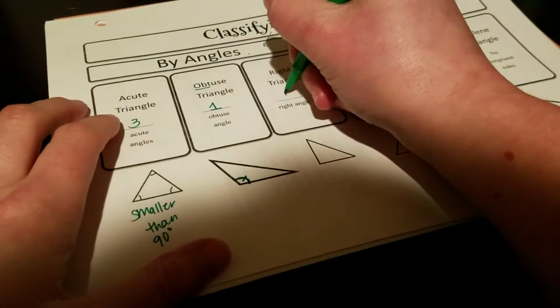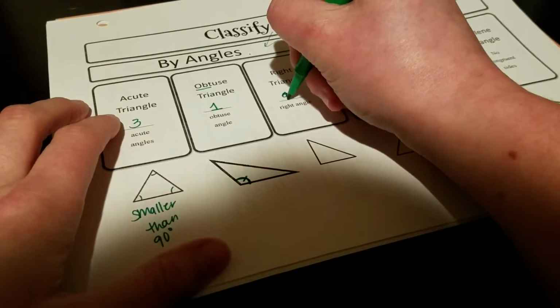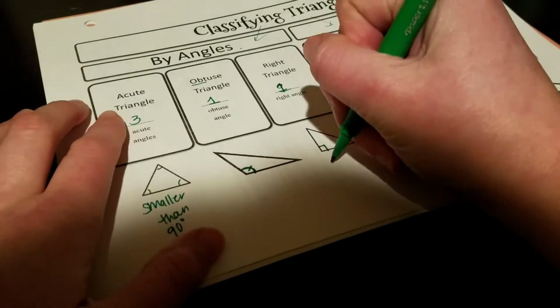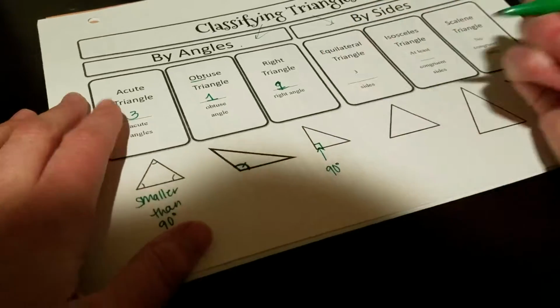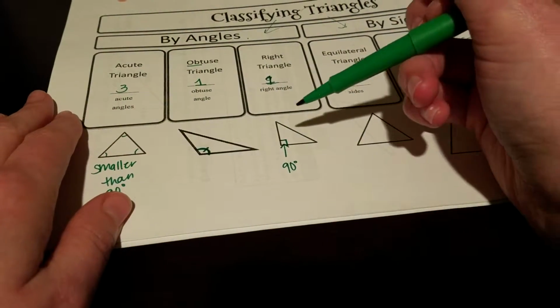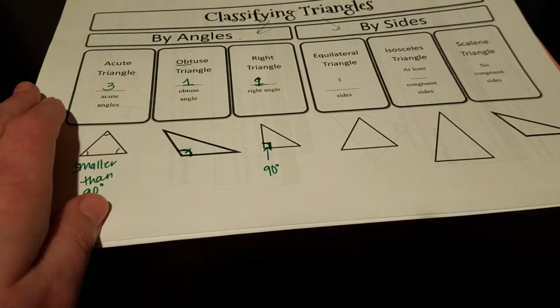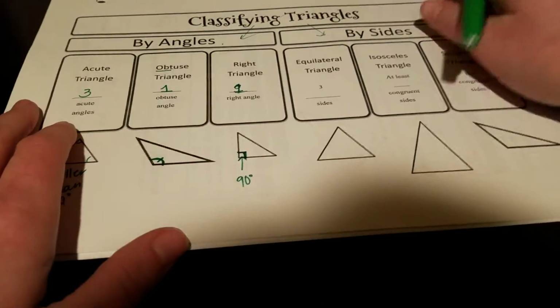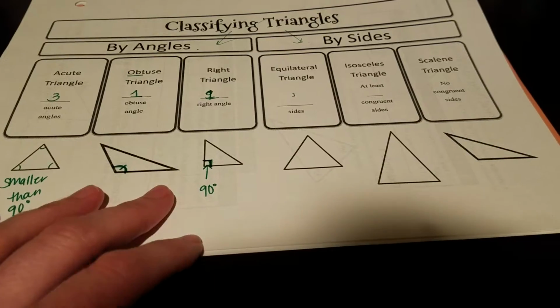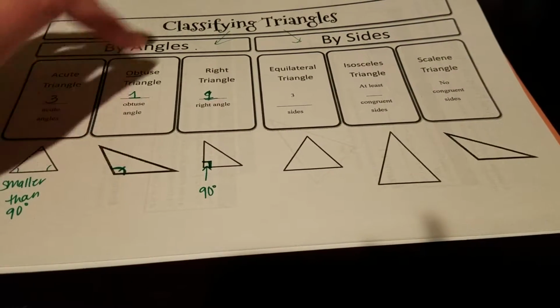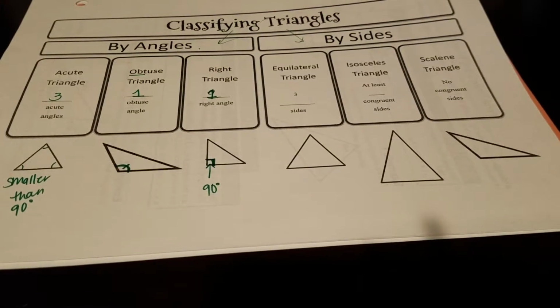A right triangle has one right angle, and in our picture here, that would be right there. The right angle is worth 90 degrees. If it has it, it's going to have this little square mark in it. That's going to signal to you that that's a 90-degree angle. We're going to see that in the future for other things too. So that's how we talk about the angles. Are they all acute? Is there one obtuse, or is there one right? Those are your options there.